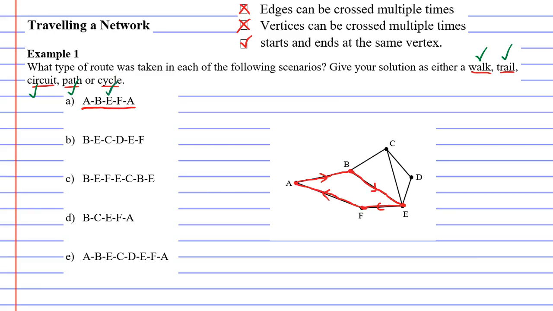And finally, a cycle is true as well, a cycle being the same as a path, except you start and end at the same point. So which solution do we give? We're going to give the most correct solution. We're going to say that this is a cycle.